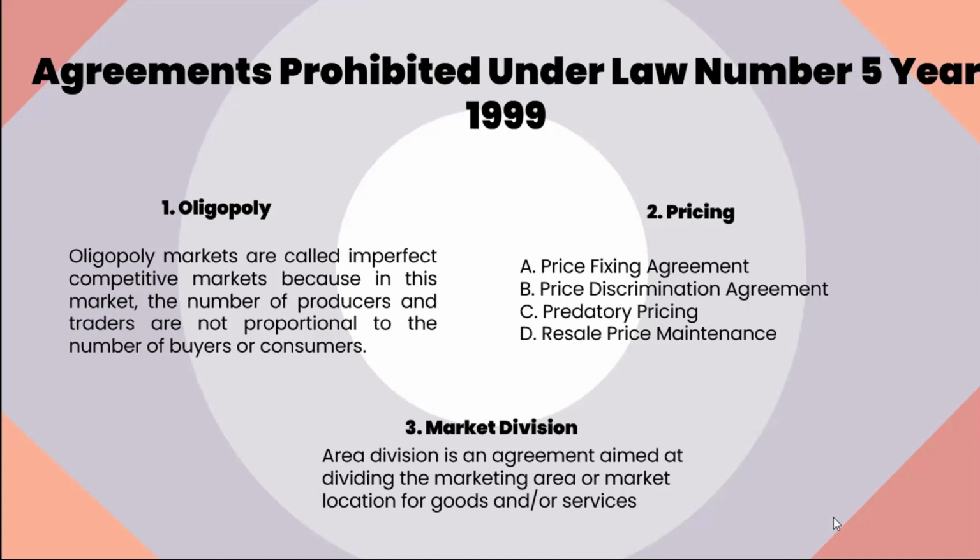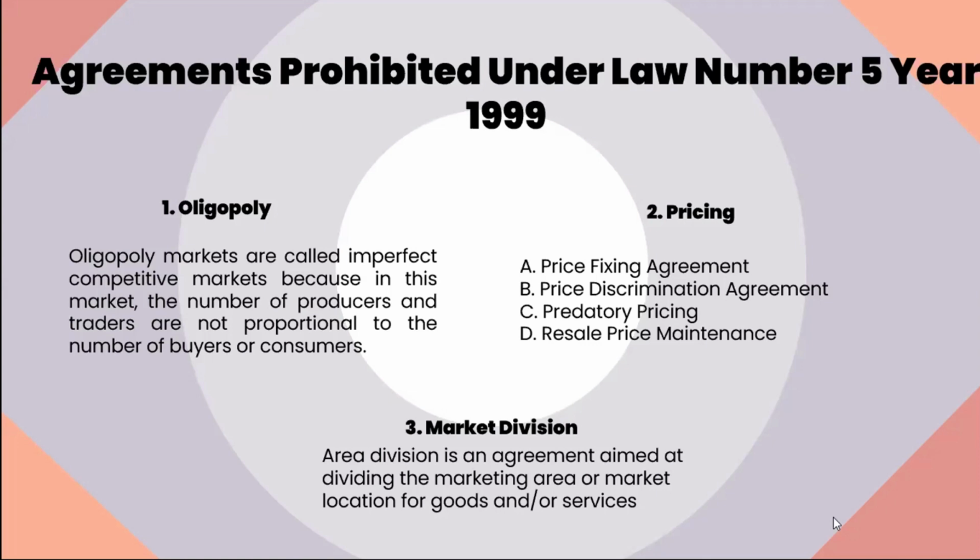Secondly, pricing. First, we have the price fixing agreement. A price fixing agreement means that the competitors will raise or lower or maintain prices or stabilize prices at a certain level. B, the price discrimination agreement. This is a strategy that businesses will use to charge customers varying prices on the same product, depending on whether they think the customers will agree with the sellers of the product.